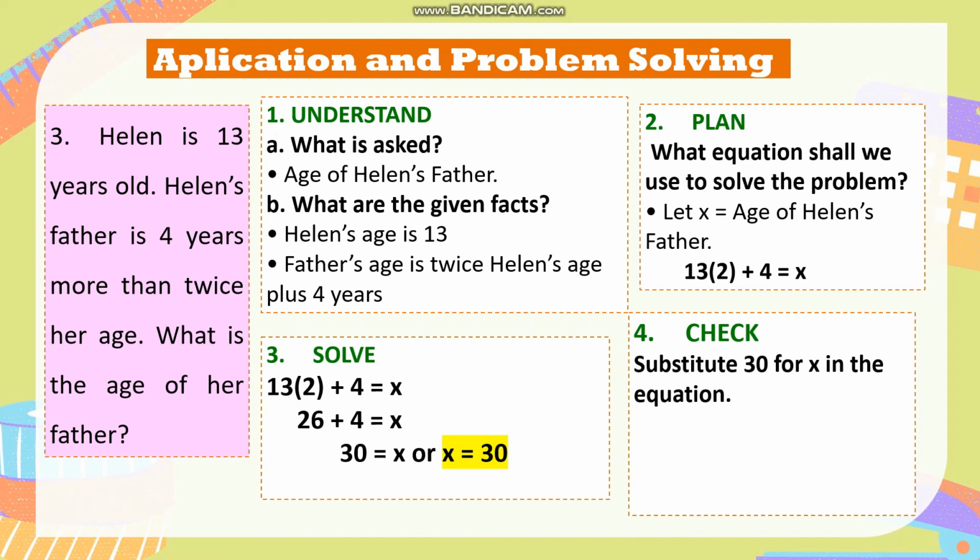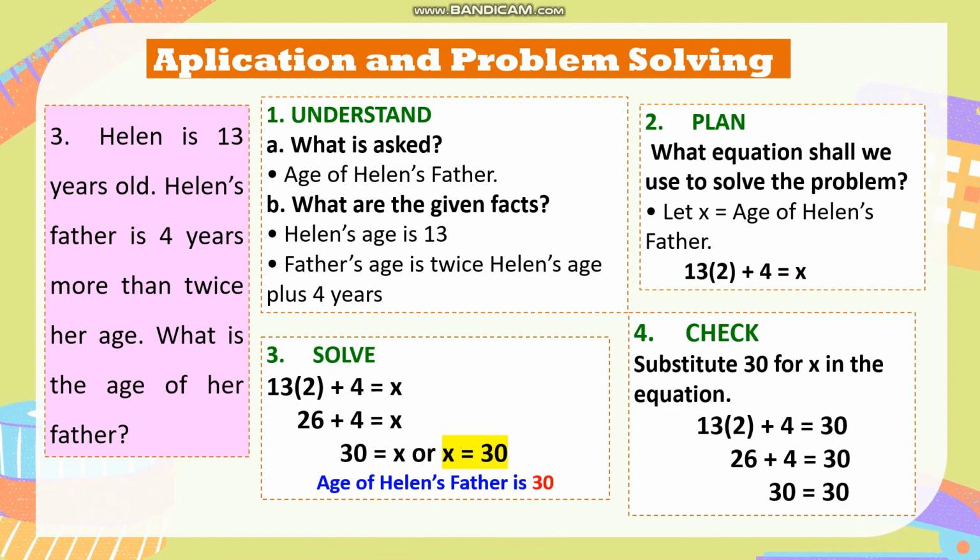Check. Substitute 30 for x in the equation. 13 times 2 plus 4 is equal to 30. 13 times 2 is equal to 26 plus 4 is equal to 30. So 30 is equal to 30, meaning x is equal to 30 is correct. Age of Helen's father is 30.